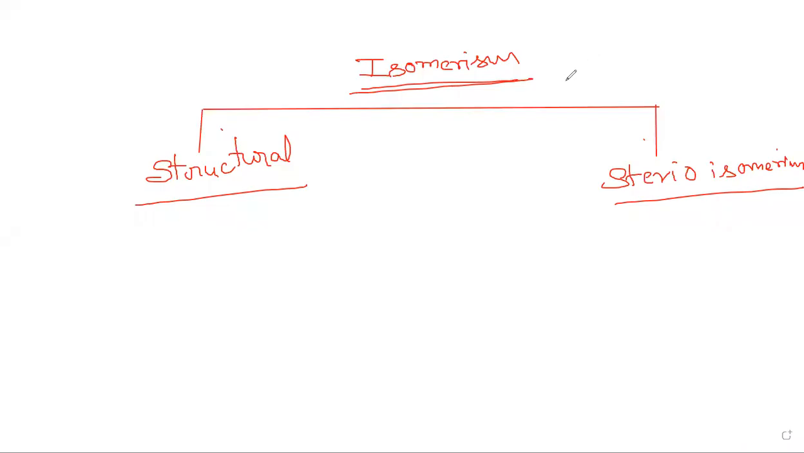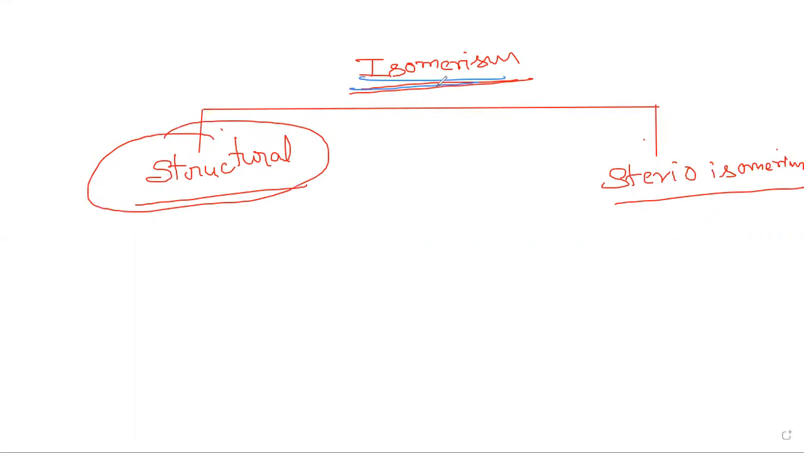Dear students, in this session, we will discuss isomerism. In the earlier session, we discussed isomerism. Organic compounds having the same molecular formula but different structural formulas are called structural isomers, which we discussed earlier: chain isomers, positional isomers, and metamers.